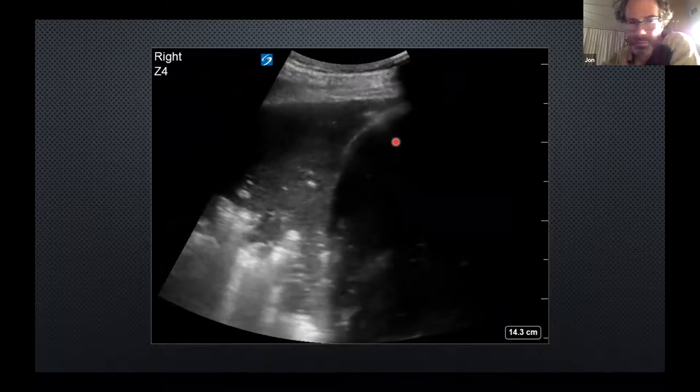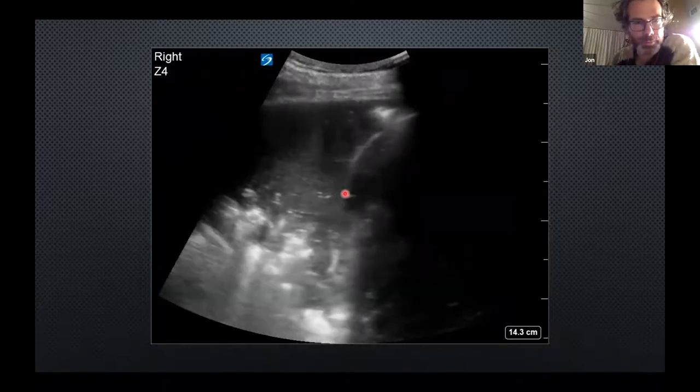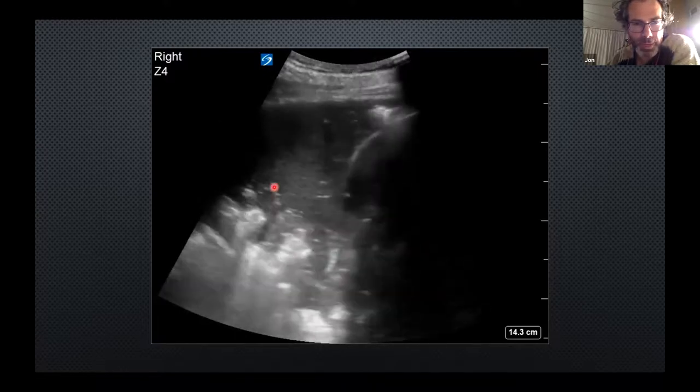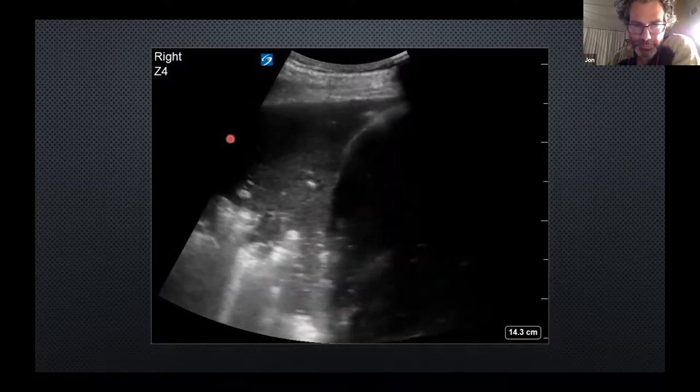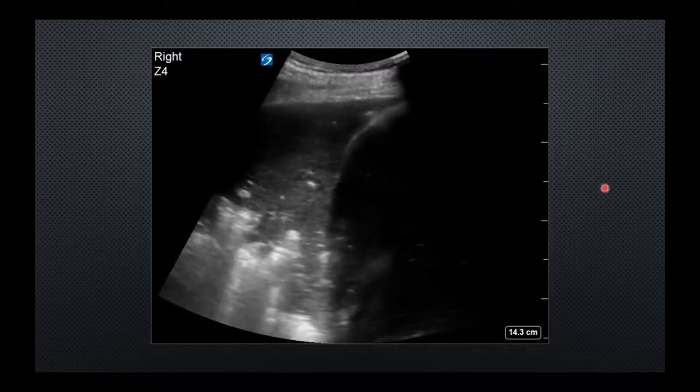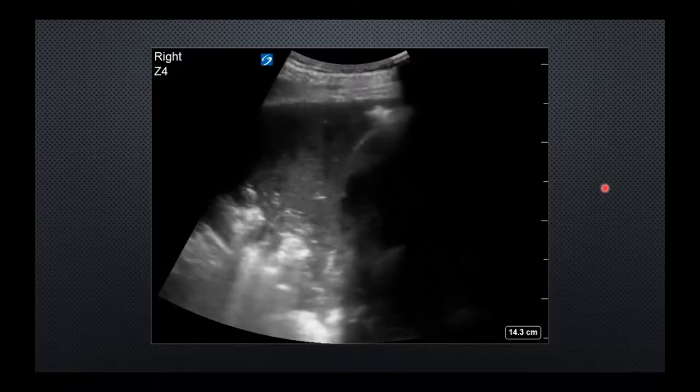Okay, and then what do you think about this image? This is the right lower zone. The patient's head is to the left of screen, patient's feet to the right of screen. What can we see there? It's quite an impressive pneumonia.